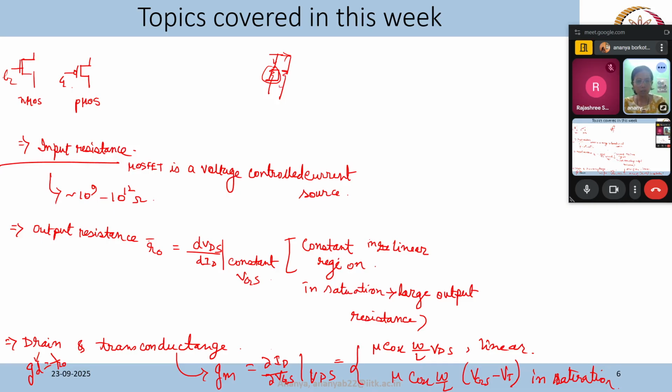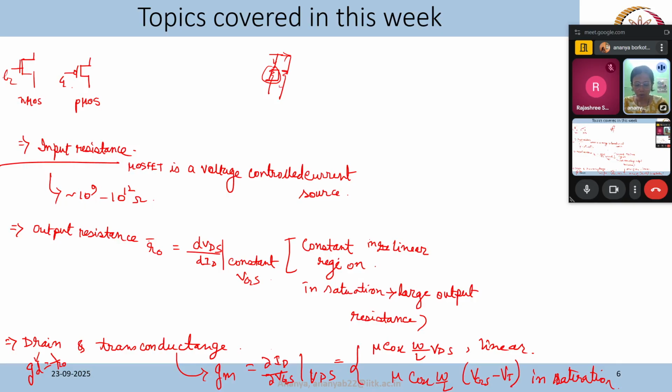When we use a MOSFET as a switch, we operate it either in the cutoff region or subthreshold region, or in the saturation region. When we want to use it as an amplifier, we use it in the linear region. And when we want to use it as a switch, ideally we want that our ID in the cutoff region is very, very small.